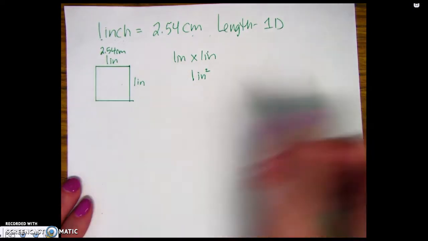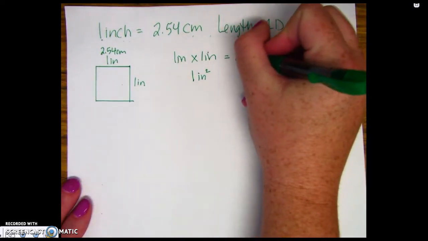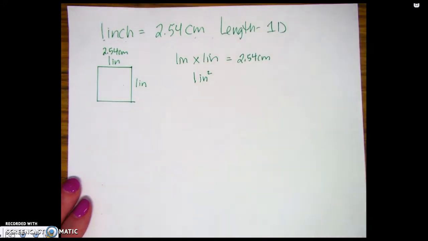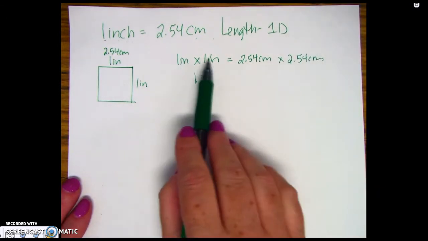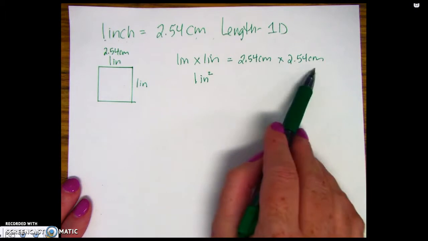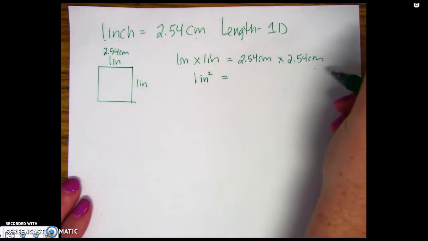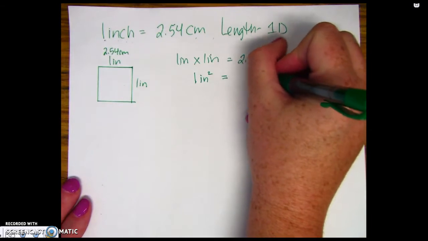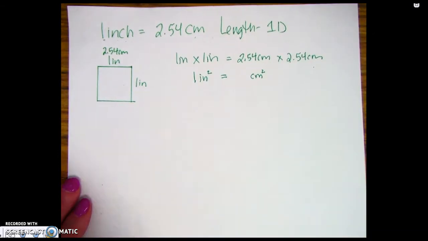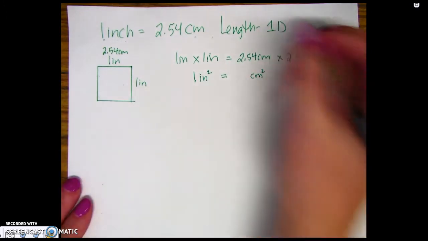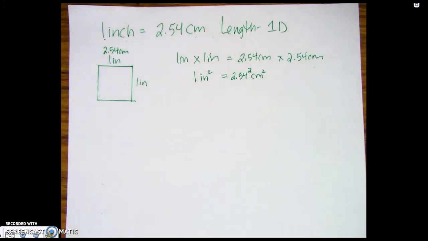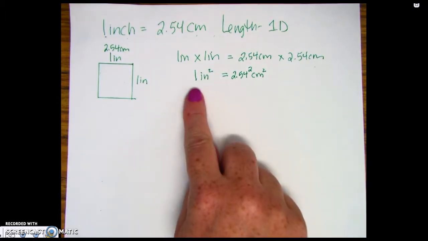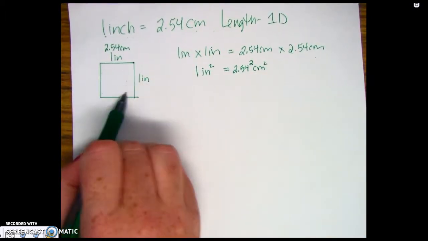That's my area. Well, that means that I have 2.54 centimeters times 2.54 centimeters, because this is length times width. In order to rewrite this, centimeters times centimeters is centimeters squared, or square centimeters. Again, it's a square. And this would be 2.54 squared, that's 2.54 times 2.54. So these are equivalents. These are areas. This is the area of this square.